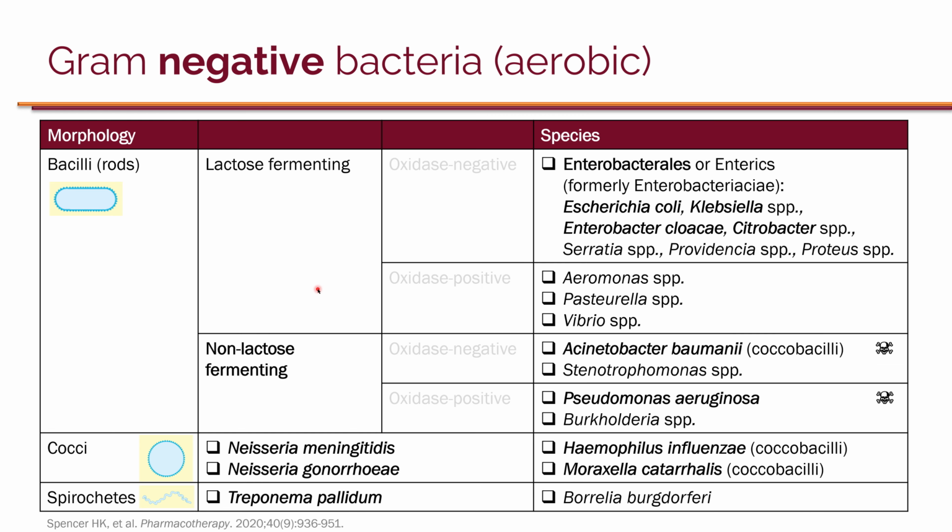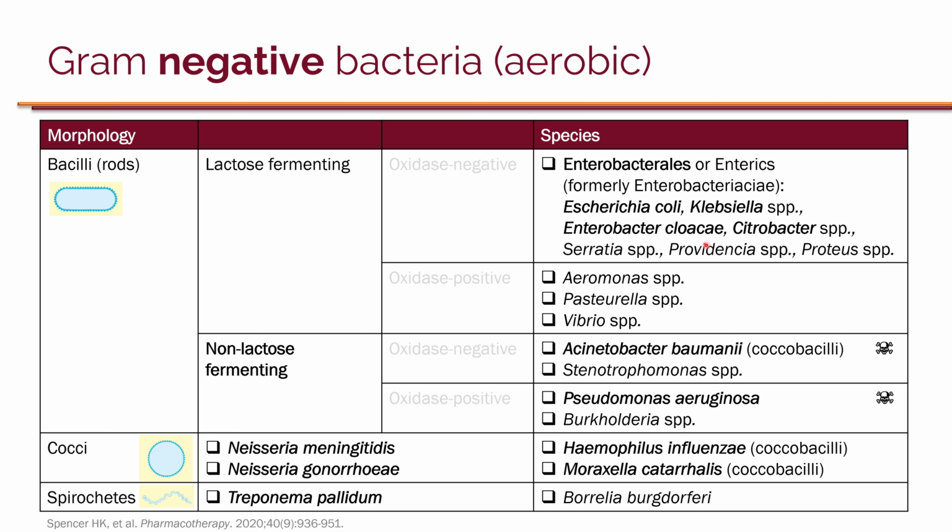Now let's take a look at gram-negative bacteria, focusing on aerobic organisms first. When you look at the morphology under the microscope, first we're going to look at the bacilli. These are bacteria that look like rods under the microscope. It is clinically helpful to break this into lactose fermenting organisms and non-lactose fermenting organisms. So specifically for lactose fermenters, we have Enterobacterales, and this is a group of organisms that belong to the order Enterobacterales.